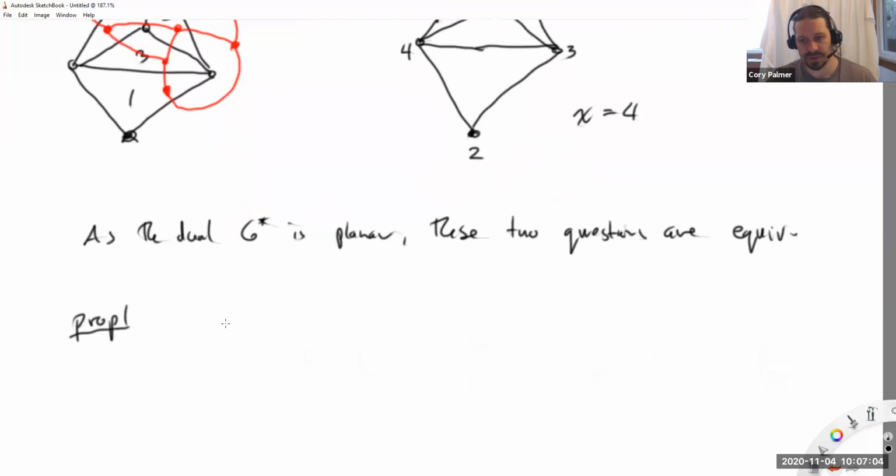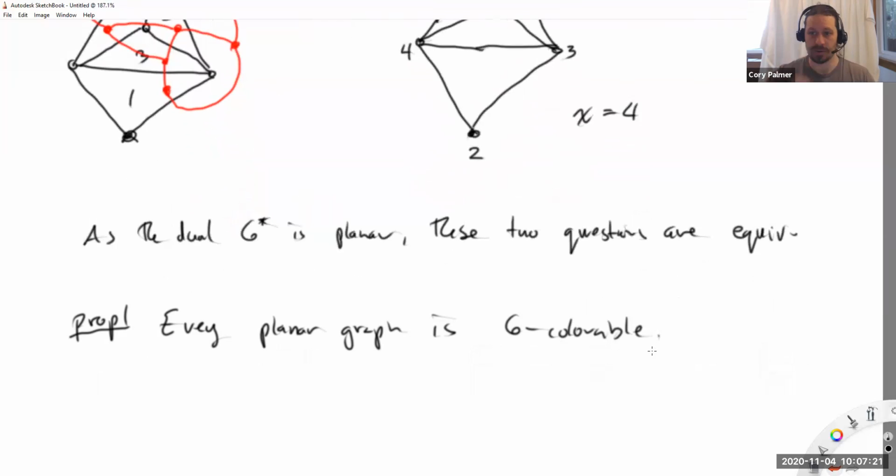We only call it a proposition, well, one, because it's simple to prove, and two, because we're going to replace it with a stronger theorem in a moment here. But this says every planar graph is 6 colorable. Okay. So no matter what your planar graph looks like, 6 colors suffice to color the vertices of the planar graph. Okay. And this is somewhat interesting because this is a constant, right?